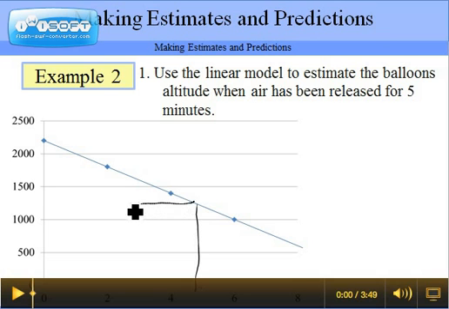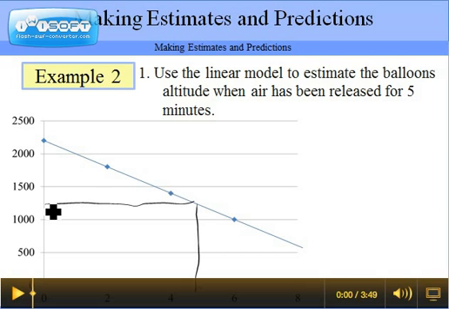So I'm going to go straight across more or less until I get to the vertical axis. And I'm going to see what point is there. So the a-coordinate of this point seems to be about 1200. So according to the model, the altitude is 1200 feet when the air has been released for 5 minutes.